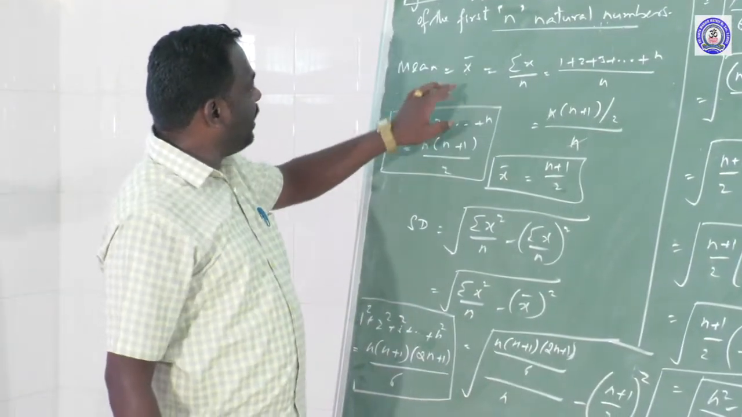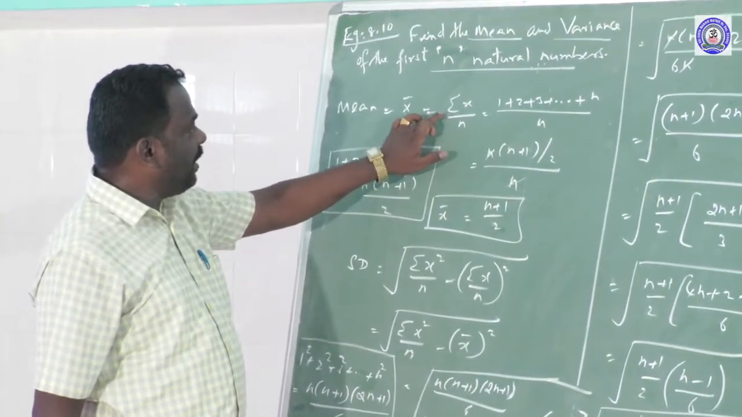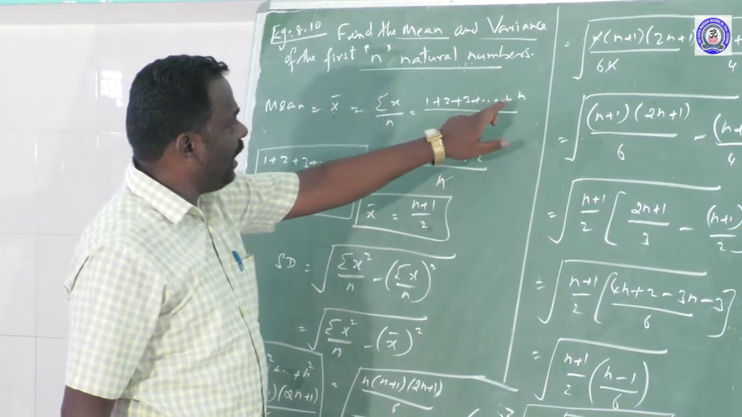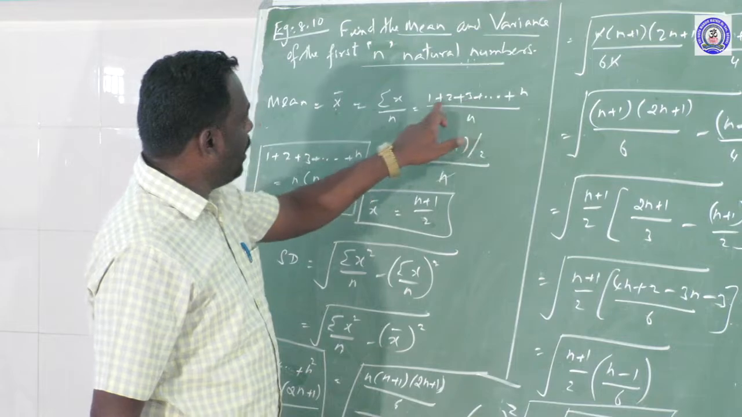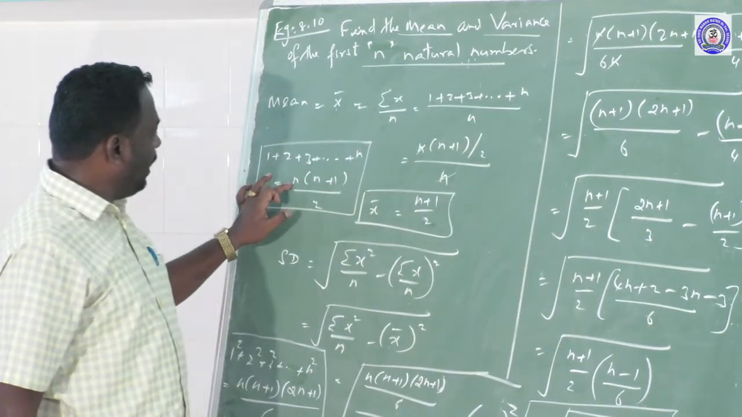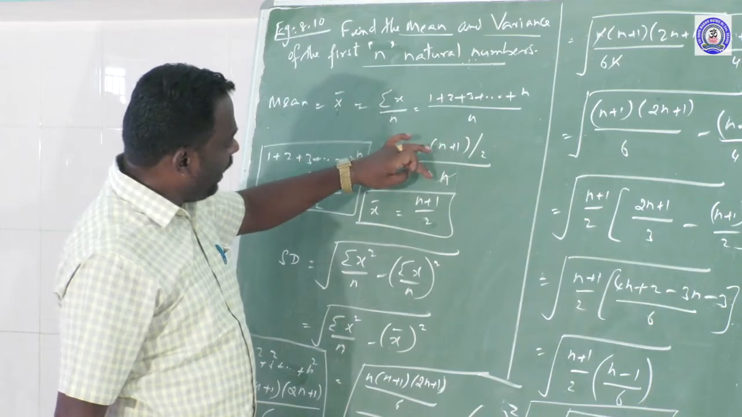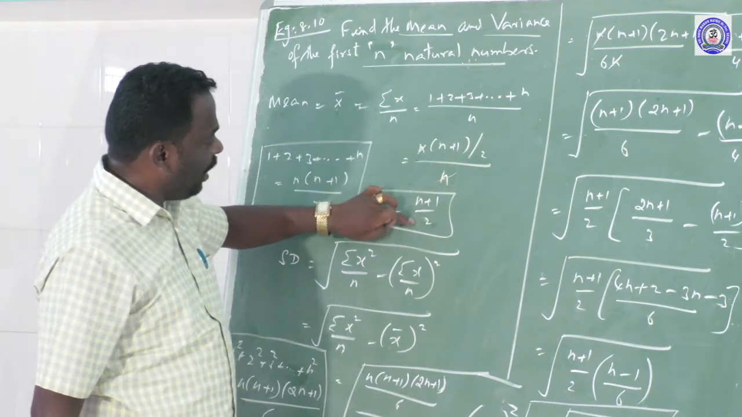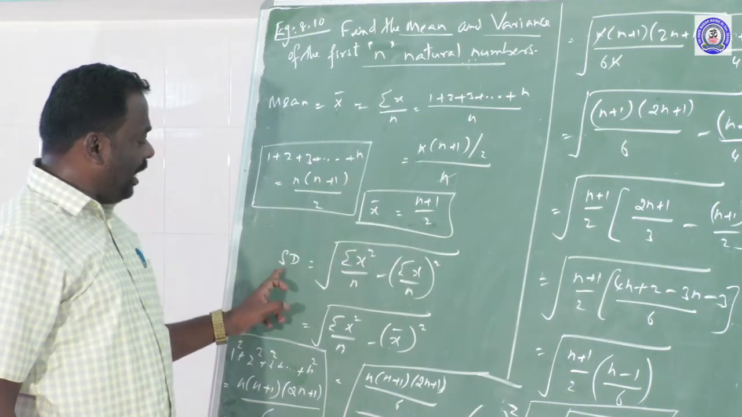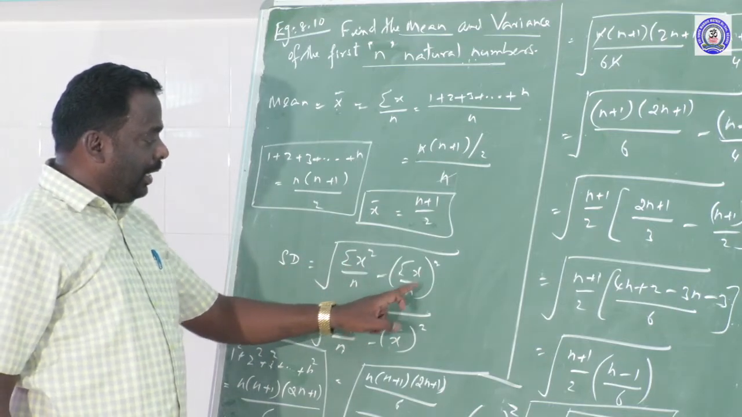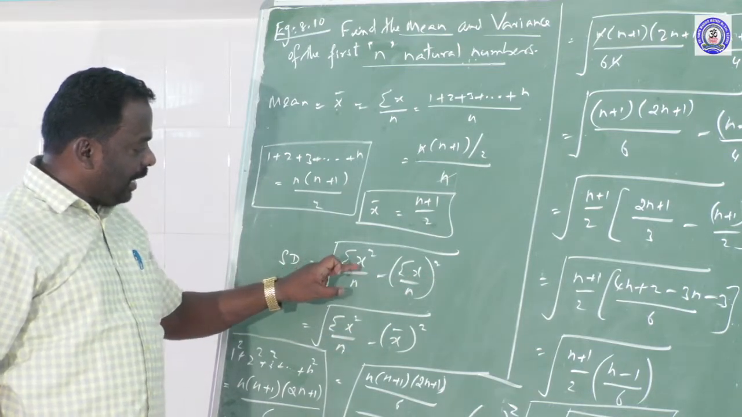So applying the mean, x bar equals summation x by n. Summation x is 1 plus 2 plus etc. up to n numbers. The sum of the numbers equals n into n plus 1 by 2 by the formula. Dividing by n, the n cancels and n plus 1 by 2 is called the mean, defined as x bar. Standard deviation equals square root of summation x square by n minus (summation x by n) whole square.